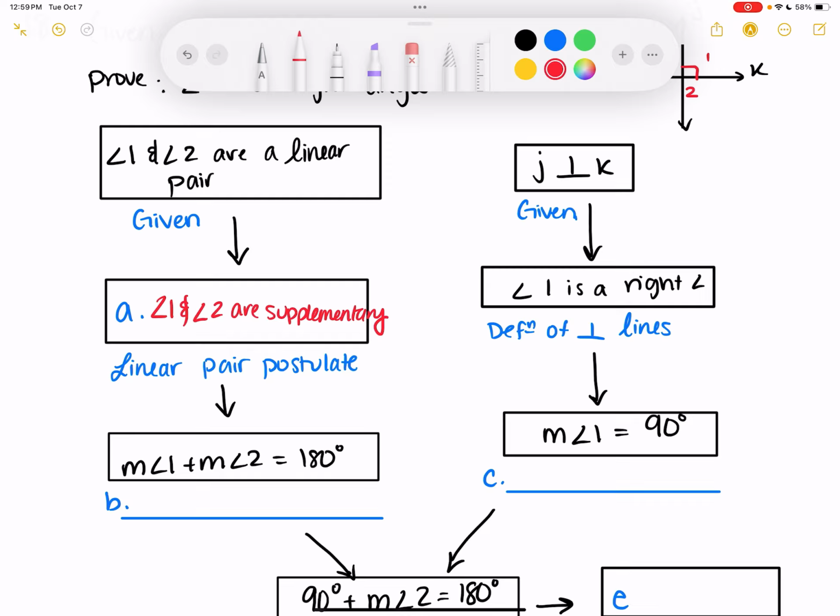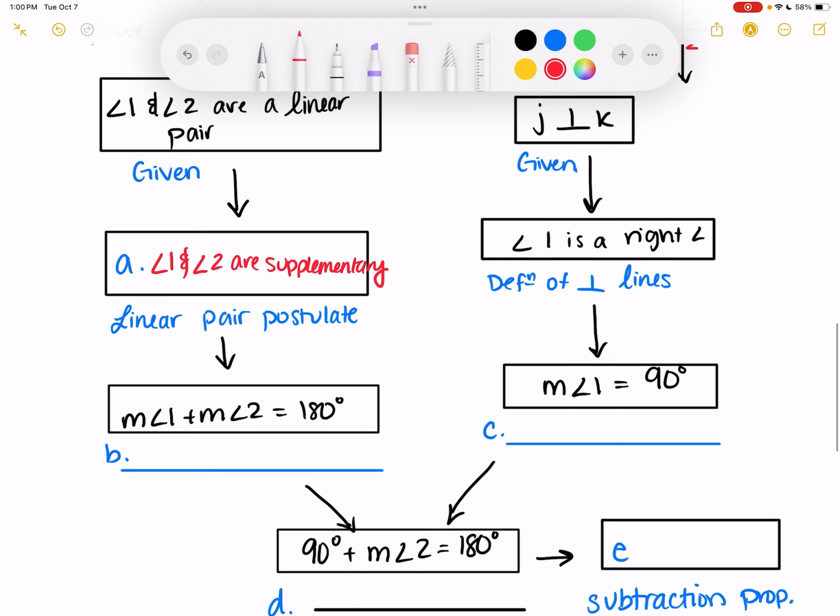So then, knowing that information, angle 1 and angle 2 are supplementary by the linear pair postulate, then we can say that the measure of angle 1 plus the measure of angle 2 equals 180 degrees. What allows me to say that? The definition of supplementary. Yep, definition of supplementary angles. I'm going to abbreviate.